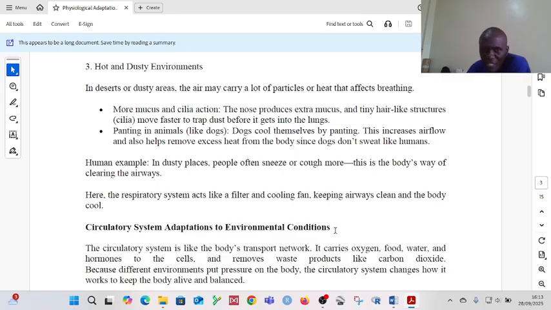In animals like dogs, we talked of panting. So in a hot environment, the dogs will pant. Through panting, it helps those animals to cool themselves. By panting, it increases airflow. Okay? So by increasing that airflow, it also helps to remove the excess heat from the body. Because remember, the dogs don't sweat like we do.